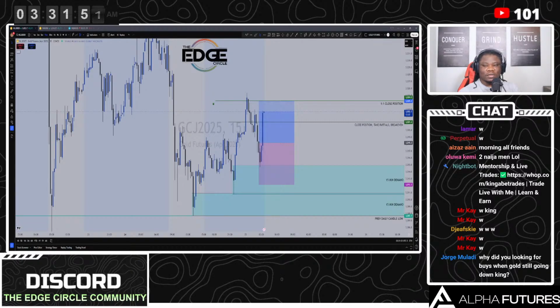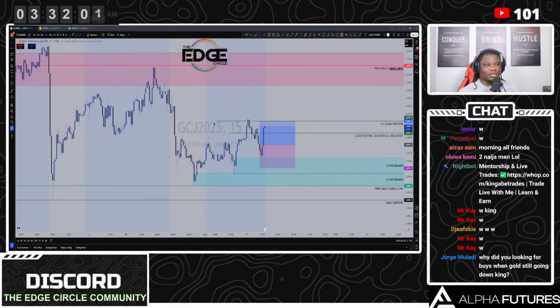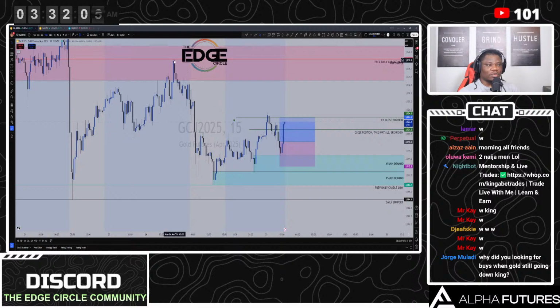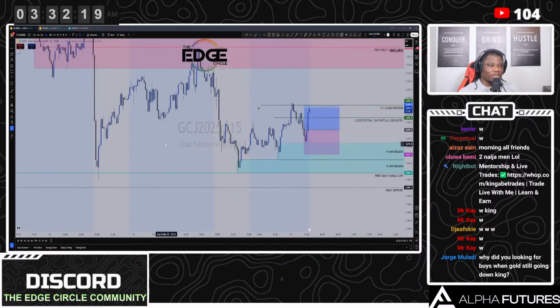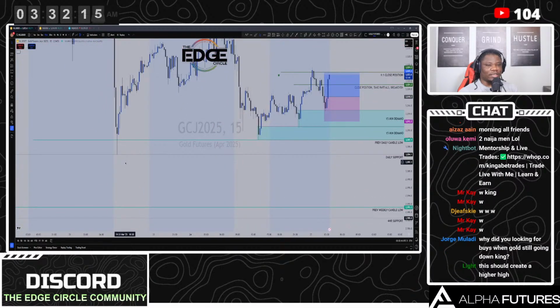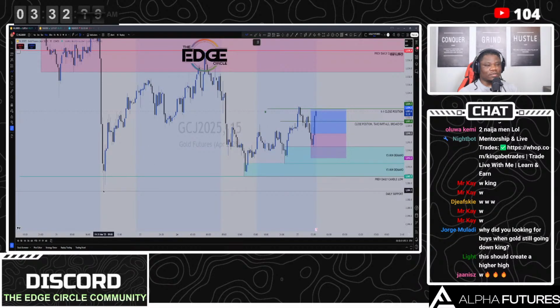Why was I looking for buys when gold is still going down? Okay, well, that is the power of supply and demand. I want you to pay attention to this range between the previous daily candle high and this daily support. As you can see, price created a support here. We went all the way up, price created a high.